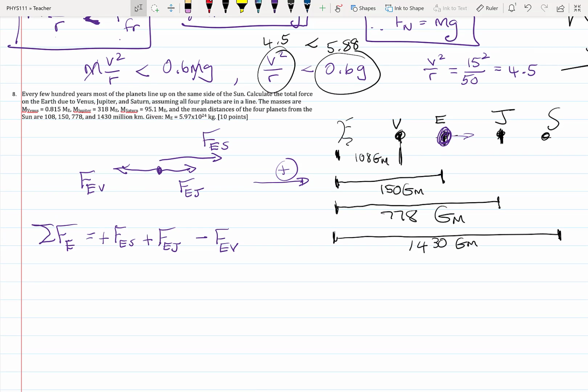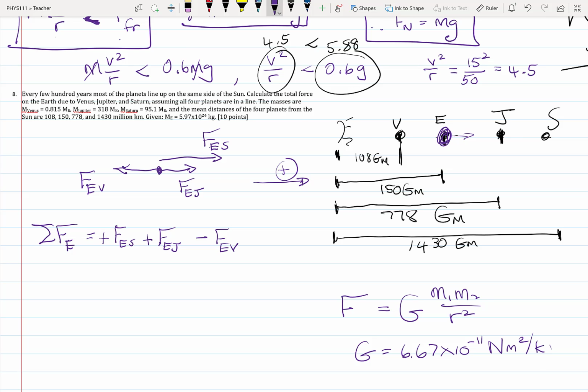Okay, so those are all the forces, and we could go ahead and work this out. We're going to have to work out the radiuses, because actually we're talking about gravitational force, and our equation of Newton's gravitational law is G times m1 times m2 over r squared, and of course this is G, which is 6.67 times 10 to the minus 11 Newton meters squared per kilogram squared. What a horrible unit that we have over here for the gravitational constant.